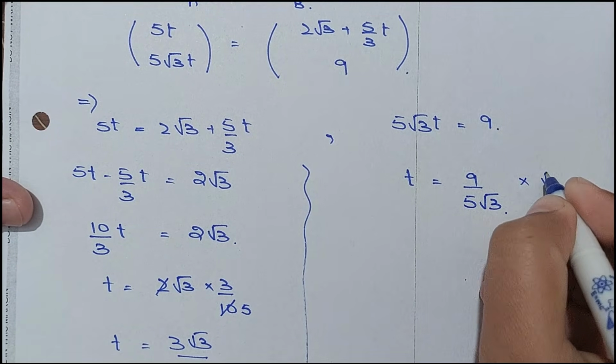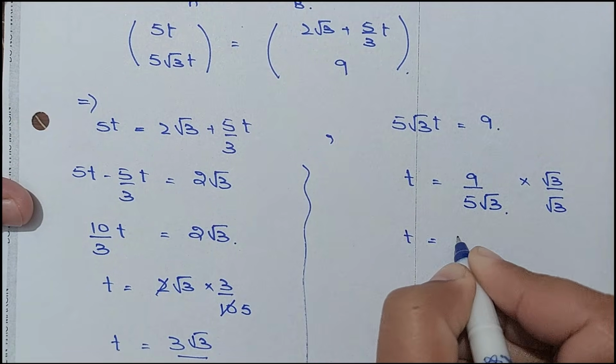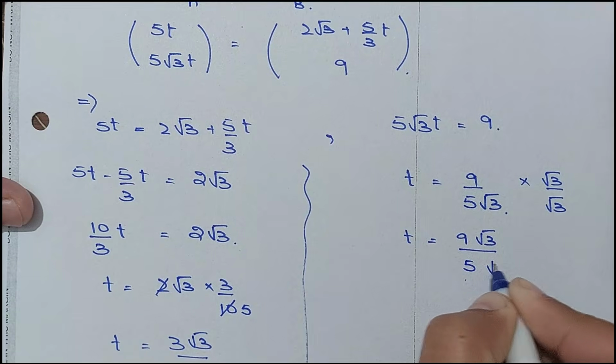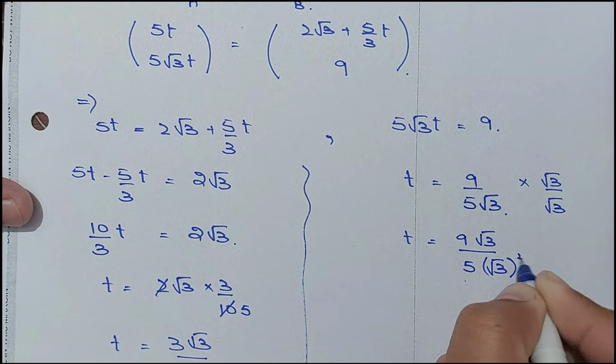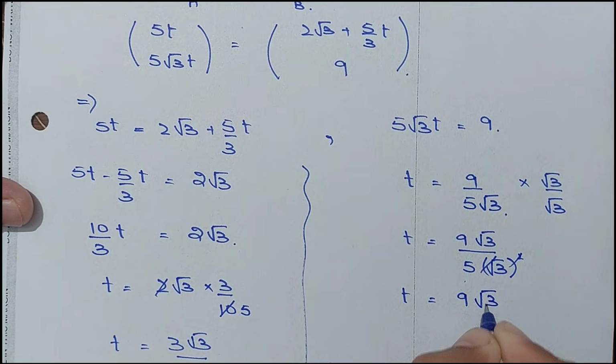Rationalize, multiplying and dividing by root 3. So t is equal to 9 root 3, and in the denominator we have 5 root 3 whole square. This is cancelled out. t would be equal to 9 root 3 over 5 times 3 is 15. 3 times 3 is 9. 3 times 5 is 15. So t is equal to 3 root 3 over 5.